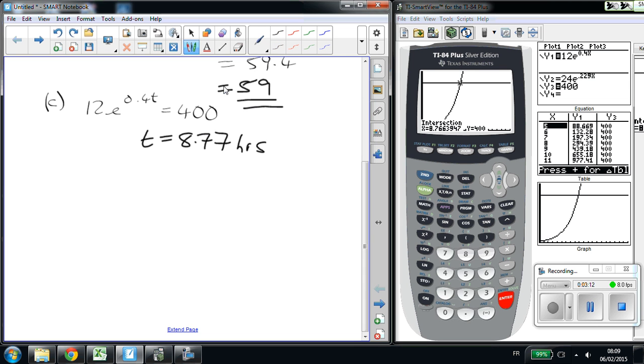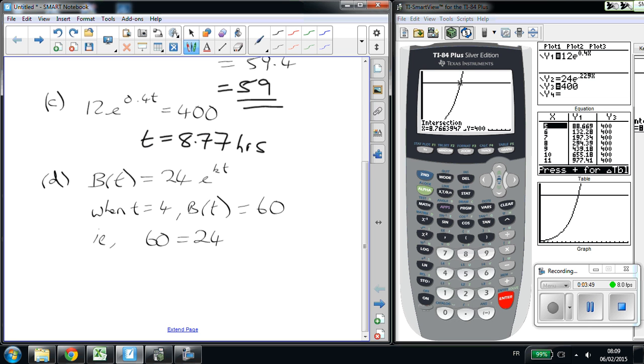Okay, change the pen. Part D. We've got a different colony modelled by a different function. The function is e of t equals 24e to the kt. It tells me that after 4 hours, so when t equals 4, the number of bacteria is 60. So if I substitute that information into the equation, I get 60 equals 24e to the kt, or to the 4k.